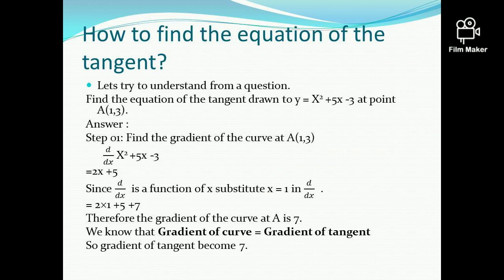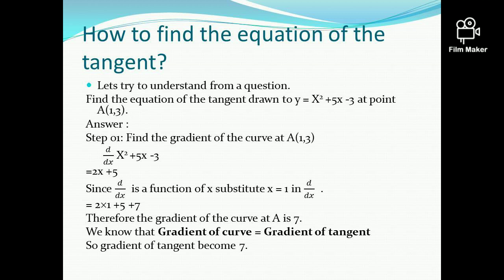Let's try to find the equation of a tangent using one example. The question is, find the equation of the tangent drawn to y equals x squared plus 5x minus 3 at a point A (1, 3). How to find this answer? As I mentioned in the previous slide, to find the equation of a tangent, we use two properties. The first property is that the gradient of the curve and the gradient of the tangent are equal. Therefore, if we find the gradient of the curve, we can find the gradient of the tangent as well.